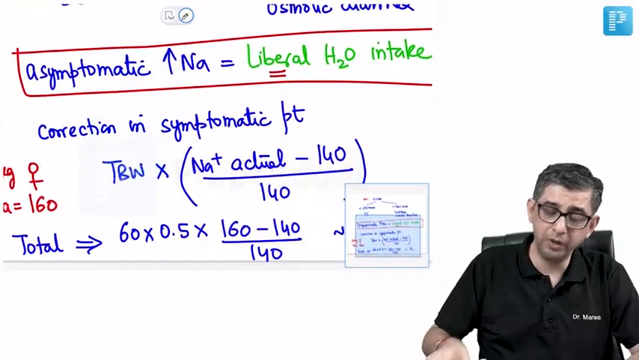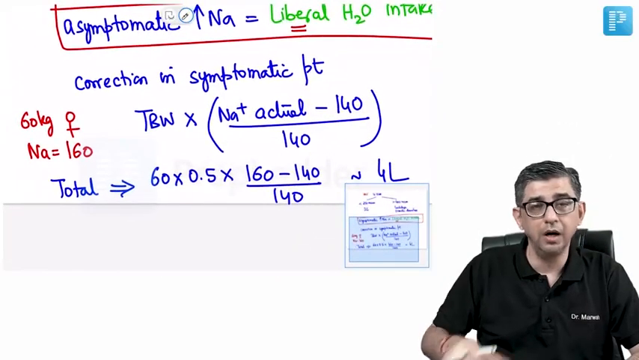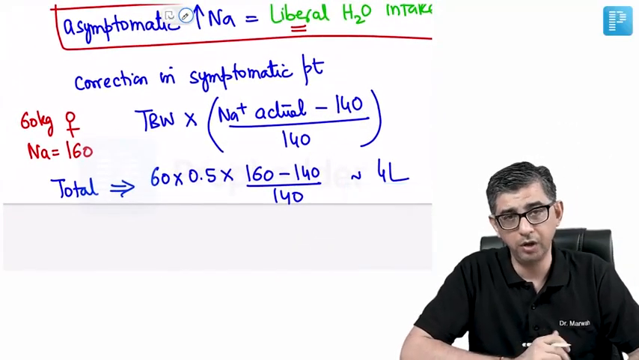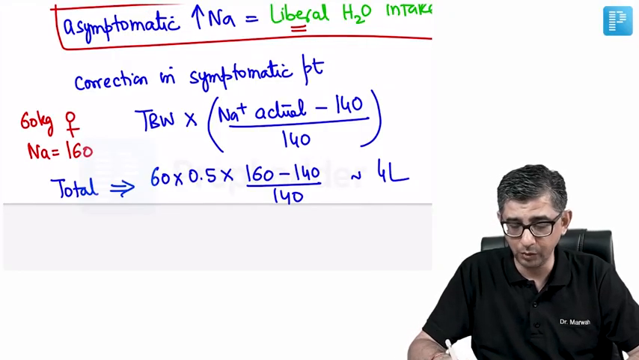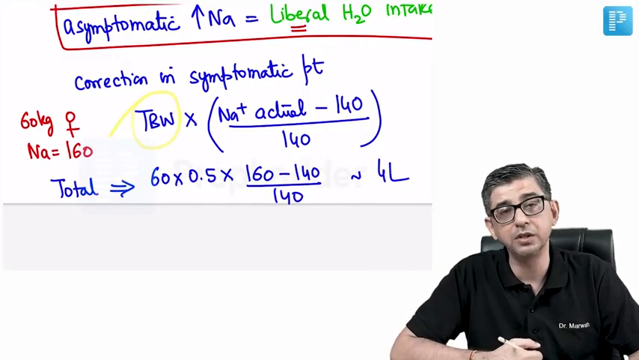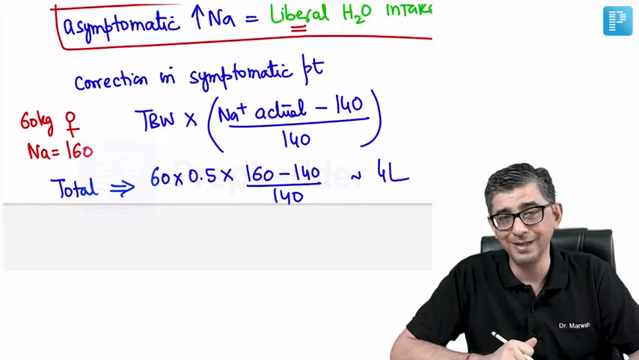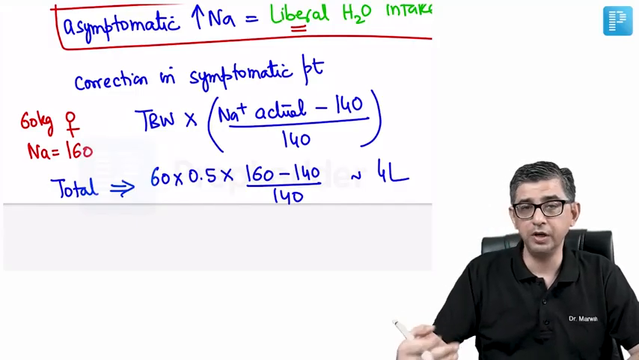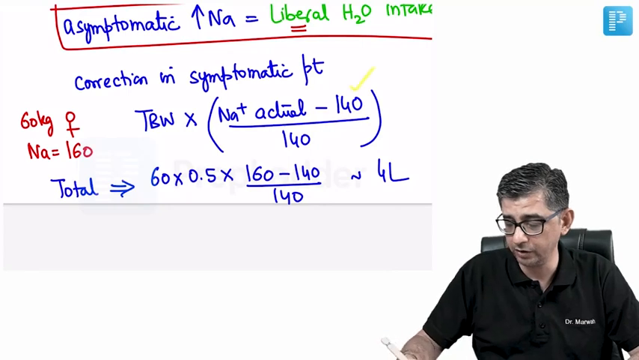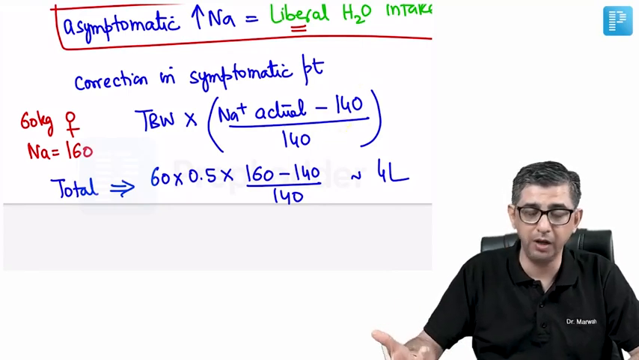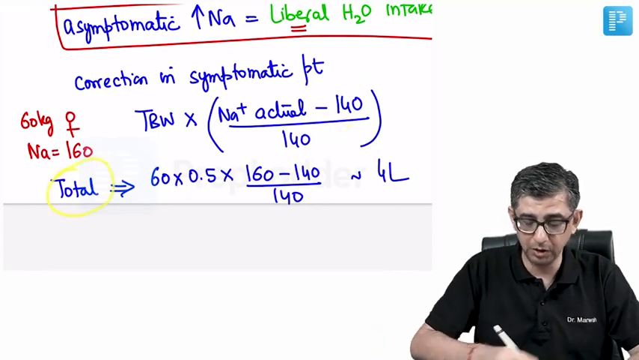Now, what is the formula for correction in a symptomatic patient? The formula would be total body water. Every time there is an electrolyte imbalance with respect to sodium, you are supposed to calculate the total body water in the patient, and then you need to remember the actual value is to be put first, and then the desired value. The desired value in the patient is 140. I am going in for total correction in this patient.